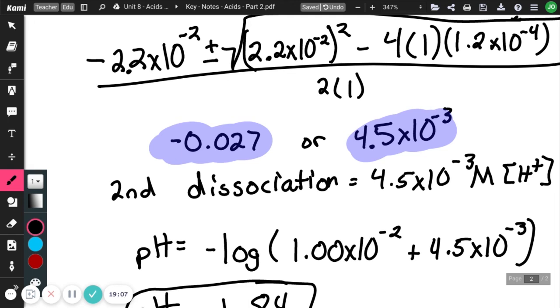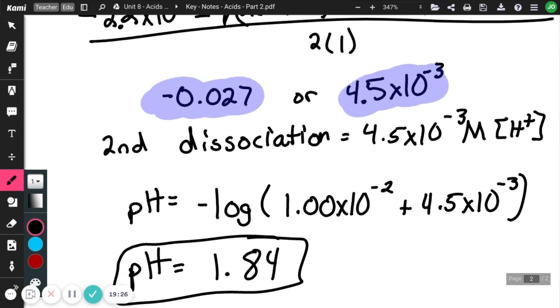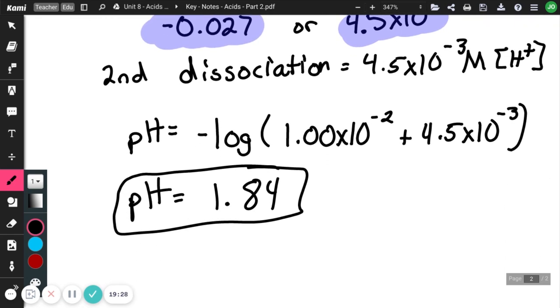Well, now I've got my first dissociation, which was 1.00 times 10 to the negative 2, and I've got my second dissociation, which was 4.5 times 10 to the negative 3. I add those two values, and I have my final hydrogen concentration. Now I need to solve for my pH. So pH equals the negative log of those two values added together, and I found that my pH equaled 1.84.